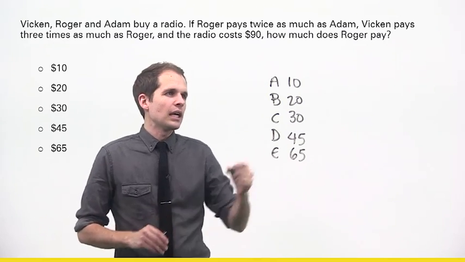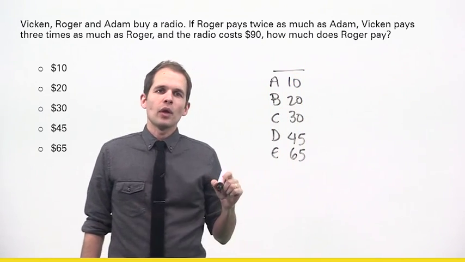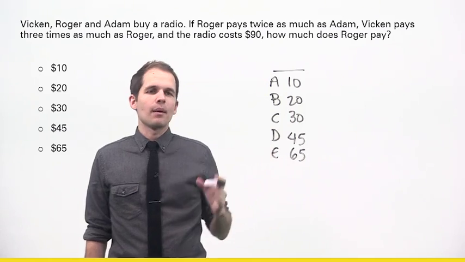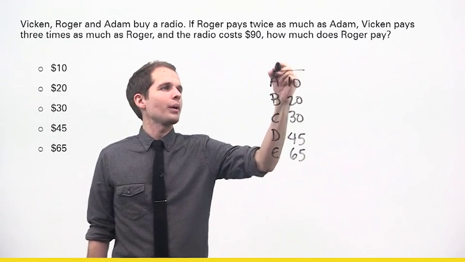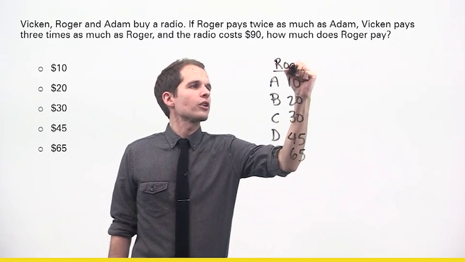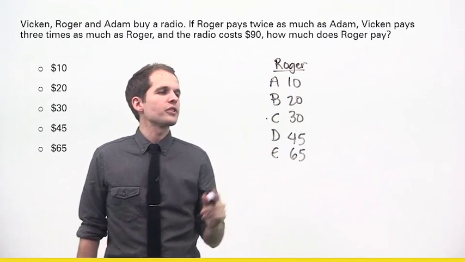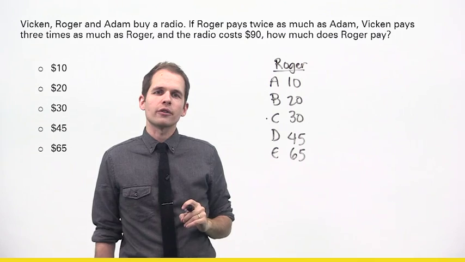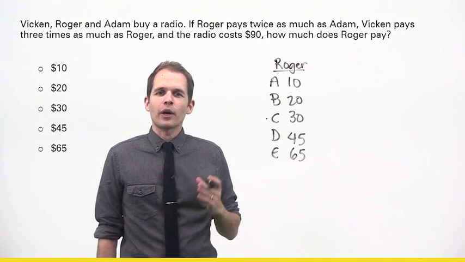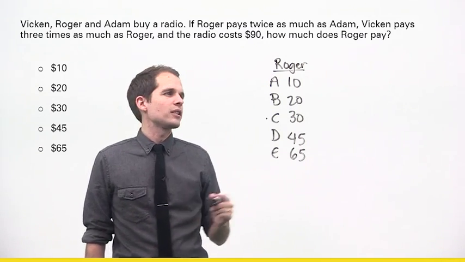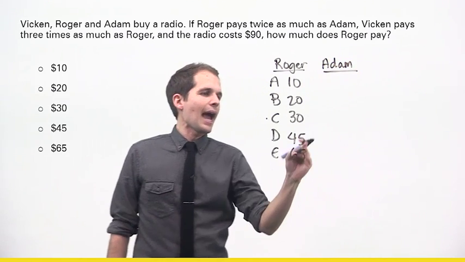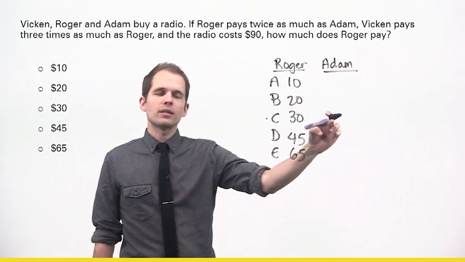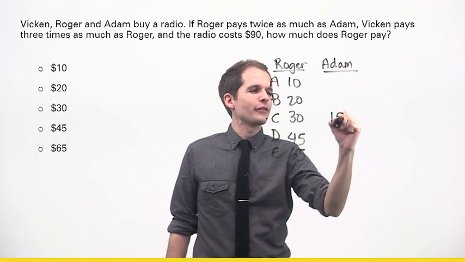And here's how it works. Let's start by labeling this column. What question are these numbers being offered up as an answer to? The question says, how much does Roger pay? So I'll label this Roger. And I'm starting with C. If Roger pays $30, then what else can I know? Well, I go back, it says Roger pays twice as much as Adam. So I'll make a new column for Adam, and this is twice as much as that. Adam's going to pay 15.